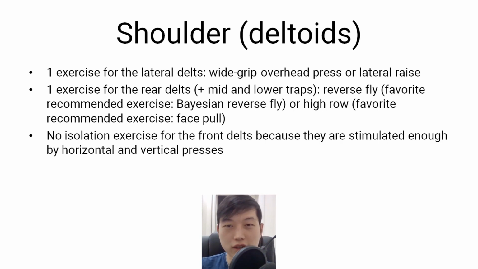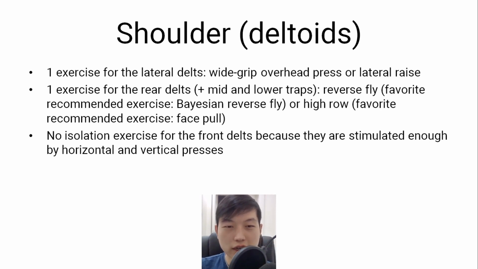Shoulder, the deltoids. The shoulder has 3 parts: the front delts, the lateral delts, and the rear delts. You need one exercise for the lateral delts, a wide grip overhead press, or a lateral raise. You need one exercise for the rear delts, a reverse fly, or a high row. My favorite recommended exercise for a reverse fly is a Bayesian reverse fly, and my favorite recommended exercise for high row is a face pull.